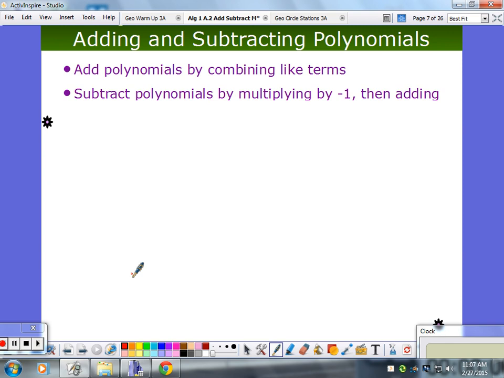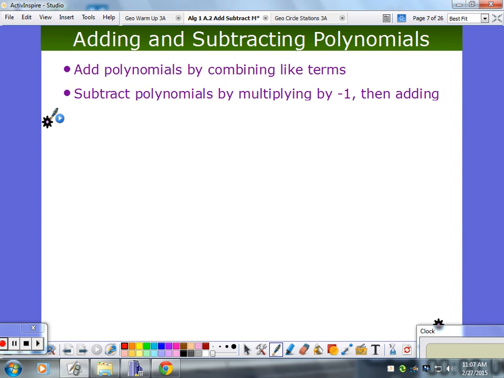So we're going to learn how to add, subtract, and multiply polynomials. Yay. No, it's easy. This is the easy part. Right, Sam? You add polynomials by combining like terms. Who knows how to combine like terms? Raise your hand. Then who doesn't? You don't know how to combine like terms? If you know how to combine like terms, then you know how to add and subtract them.